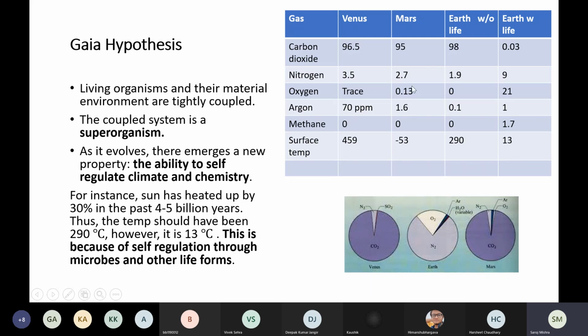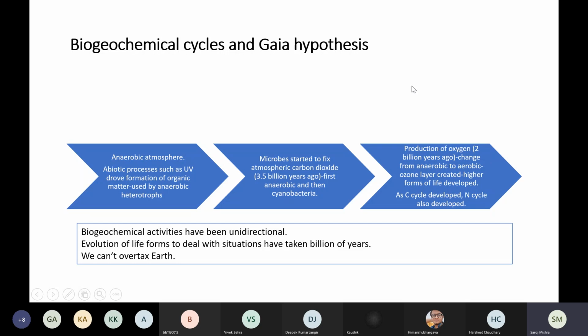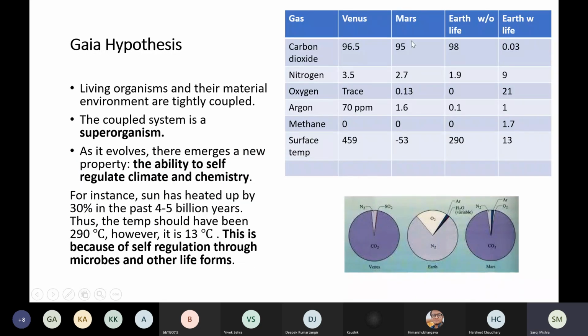Okay, if we look at the temperature of Mars, for example, Mars is farther away from Earth, so the temperature there is minus 53. And if you look at the gases, carbon dioxide 95%, and so on and so forth. Now, if on Earth we did not have any life, then based on the distance from the sun, this is what we could have predicted: carbon dioxide should have been 98%, nitrogen 1.9%, oxygen should have been 0, argon 0.1, no methane, and surface temperature should have been 290 degrees.